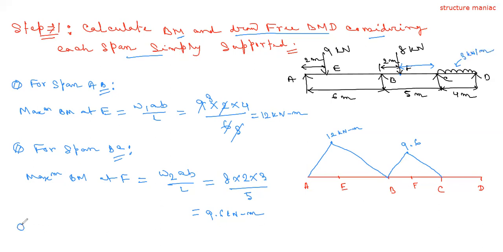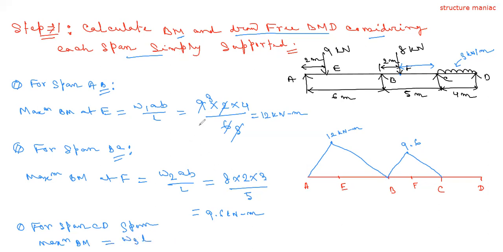So for span CD, write it down. Obviously, it's a span with a uniformly distributed load. That means the maximum bending moment will occur at the center. For CD span, maximum bending moment, or bending moment at center, we can write it also. So the value will be W3.